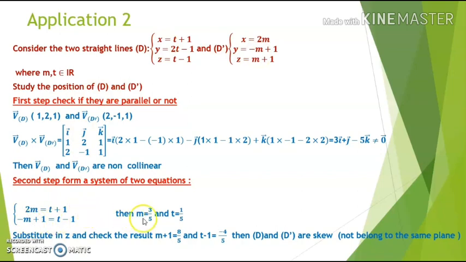By solving this system, m equals 3 over 5 and t equals 1 over 5. Replace m by its value in z of d prime and t by its value in z of d. We get z of d prime equal to 8 over 5, z of d equal to minus 4 over 5. Different values, then d and d prime are skew. They do not belong to the same plane.